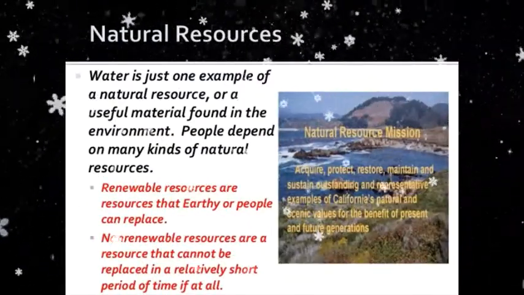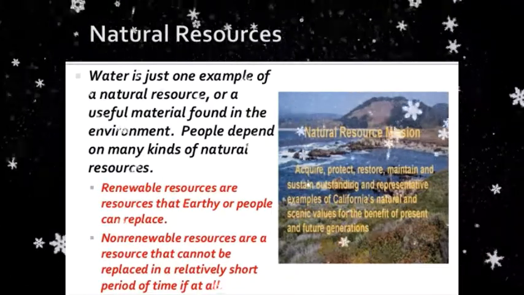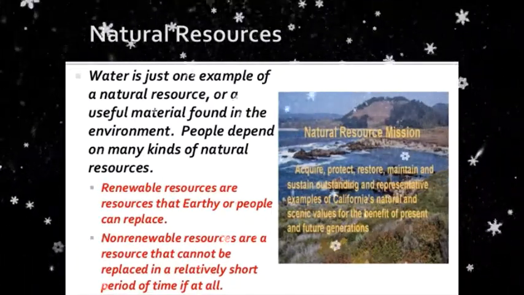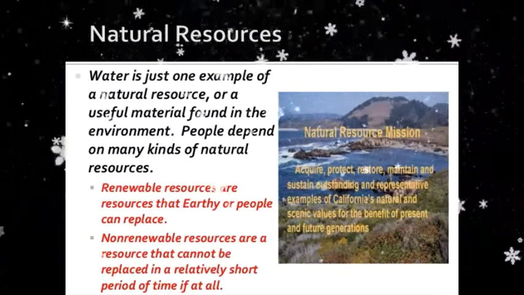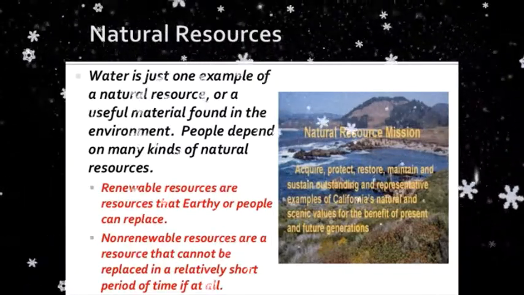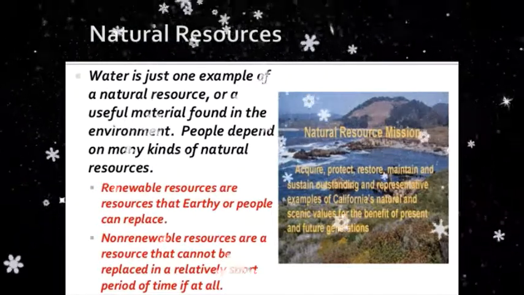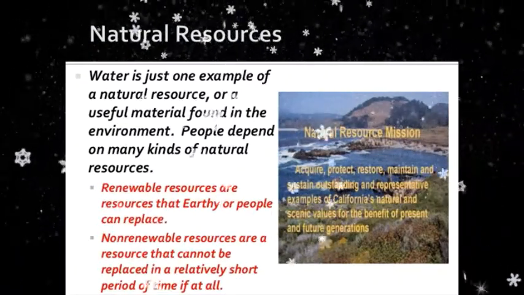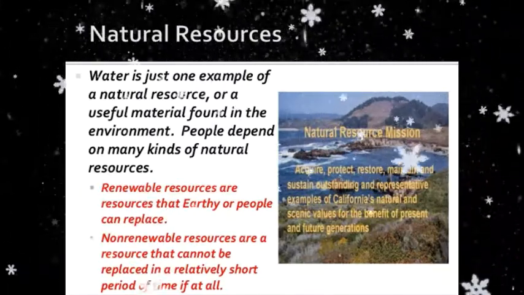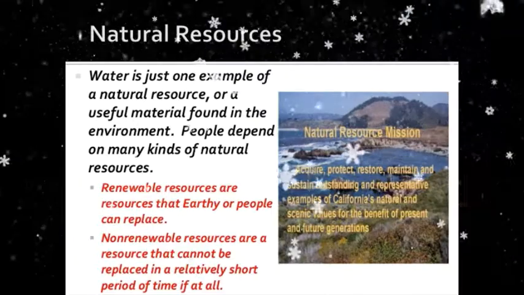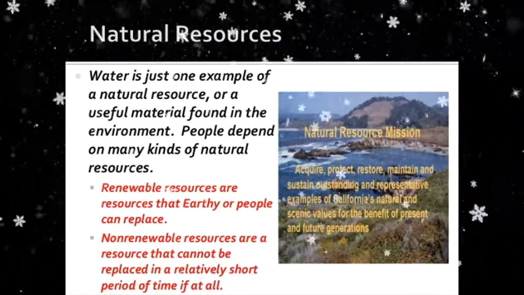Natural resources. Water is just one example of a natural resource, or a useful material found in the environment. People depend on many kinds of natural resources. There are two kinds: renewable resources and non-renewable resources. Renewable resources are resources that the earth or people can replace. Non-renewable resources are resources that cannot be replaced in a relatively short period of time, if at all.